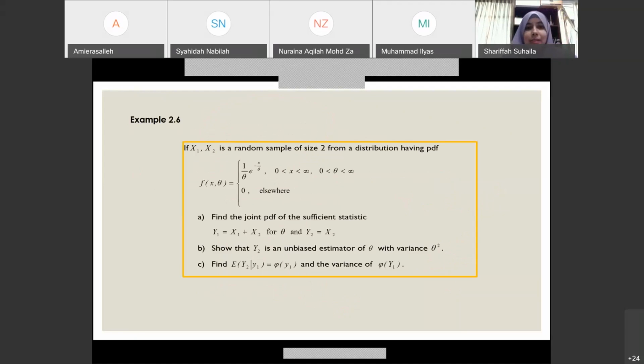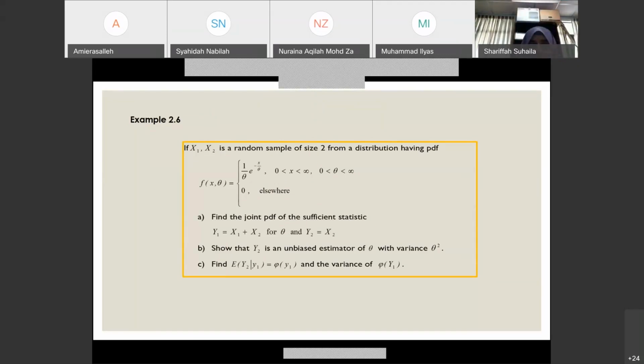Okay. So again, this one you have x1, x2 is a random sample of size 2 from a distribution having PDF this one. Okay, ni dia punya jalan kerja dia panjang sikit eh. So saya akan explain. So kamu dengar dan cuba fahamkan. Okay. After dah balik cuti raya nanti, cuba buatlah balik tengok.